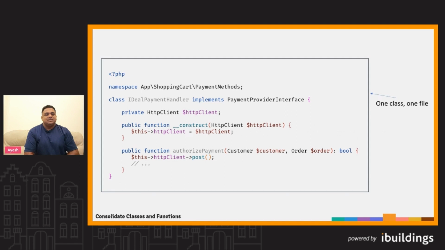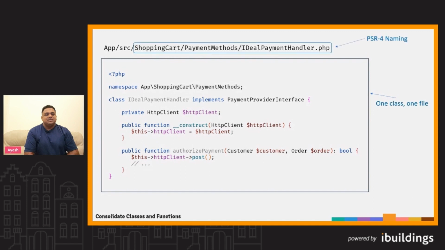So the idea is a single .php file will have only one class inside. So this is the rule. Every time you have a class, it's in a separate file. And the name of the class should match the name of the file, or the other way around. And if we are using namespaces, the folder of this class should match the namespace. This is basically the PSR naming convention.